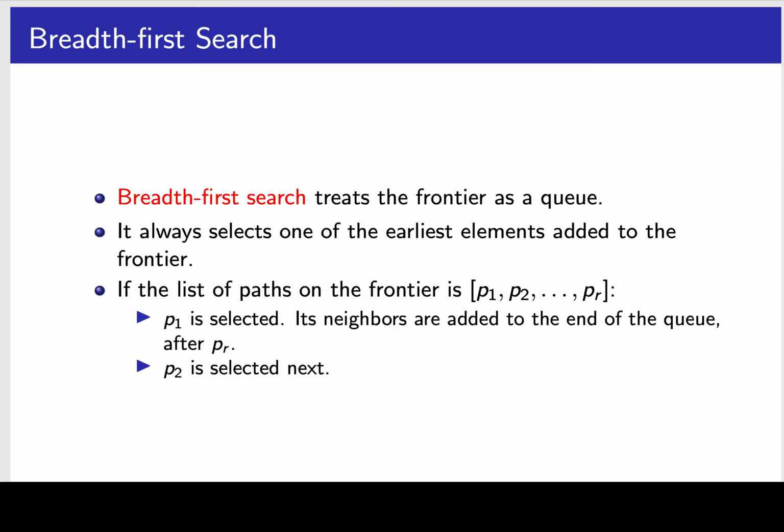In breadth first search, we're going to treat the frontier as a queue. Remember, with a queue we take from the front and add to the end. So it always selects one of the earliest elements added to the queue. Depth first search selects the latest element added, while breadth first search selects one of the earliest elements. If the frontier is P1 to P3 to PR, P1 is selected, its neighbours are added to the end of the queue after PR, and then P2 is selected next. So it's just treating the frontier as a first in, first out queue, which you should have seen before.